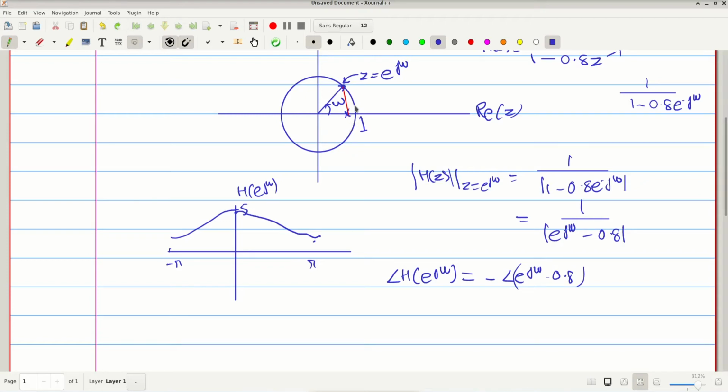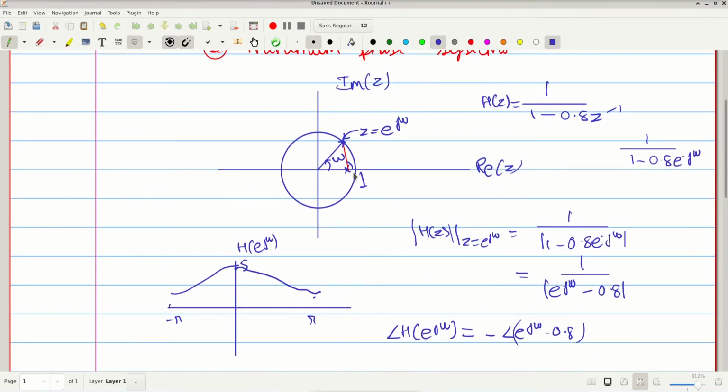So again, I'll repeat what I'm saying. If you say e power j omega minus 0.8, e power j omega is this point. So this is a vector e power j omega. Minus 0.8 is this vector. If you take the vector difference, you basically just have this, and to this you have to add the negative of this vector, so that vector will be over here. You're basically going to end up getting this line, and this line is going to yield this particular angle, and we just have to take the negative of this angle. So let's find out how this angle varies.